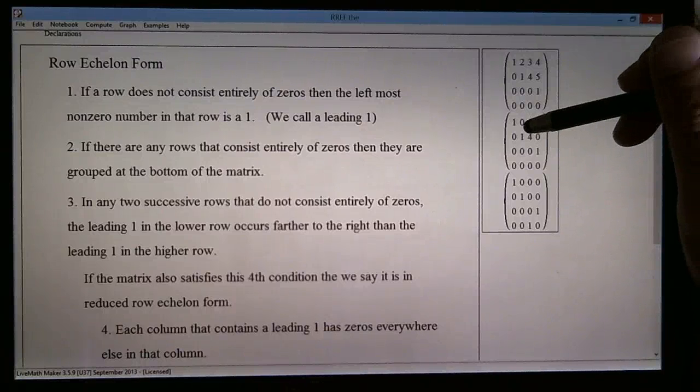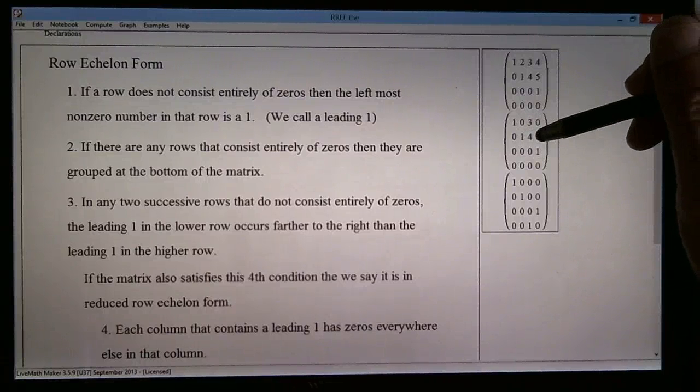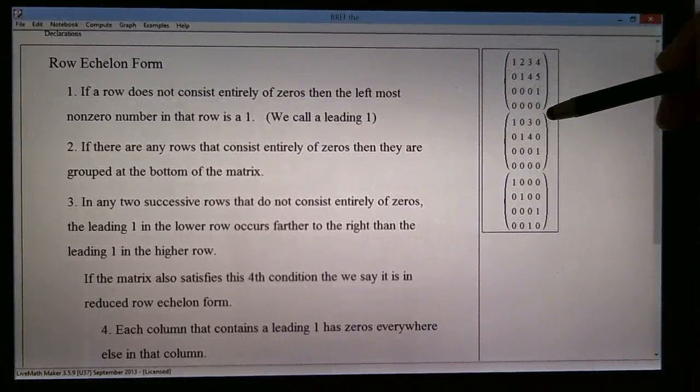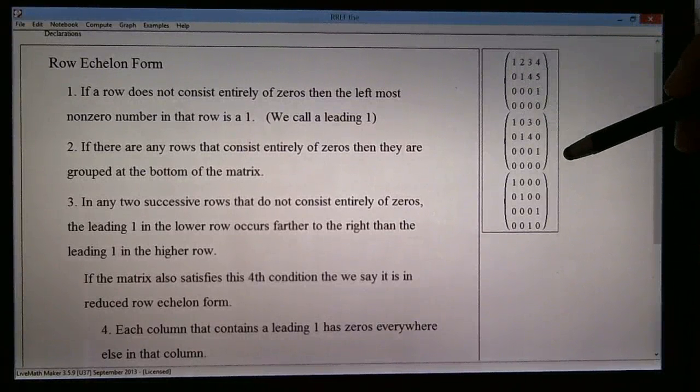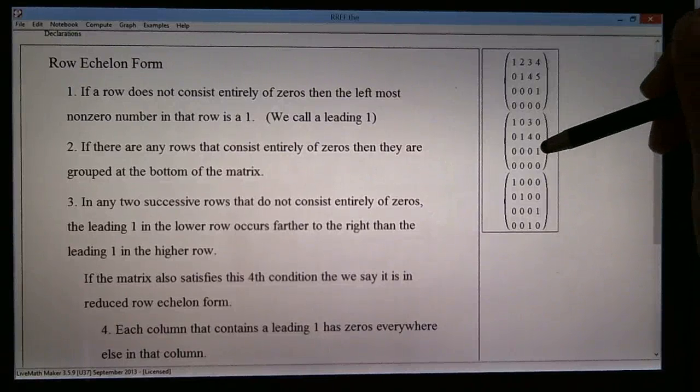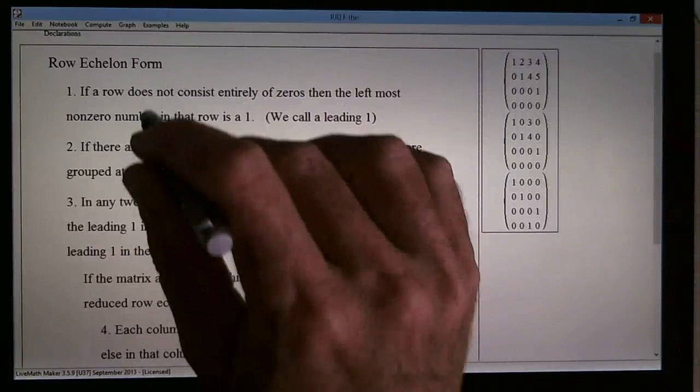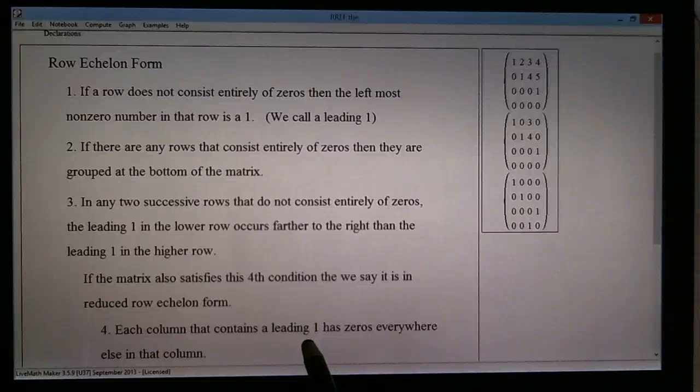This is actually reduced row echelon form because of these zeros above. Essentially, for row echelon form, you're looking for zeros down below and then leading 1s. For reduced row echelon form, you have zeros up above all the leading 1s as well. So that's the definition of row echelon form, and then reduced row echelon form. Those three things plus that one get you the reduced row echelon form.